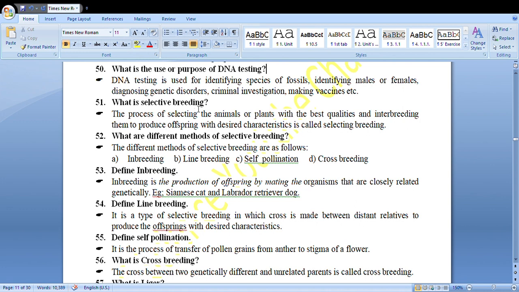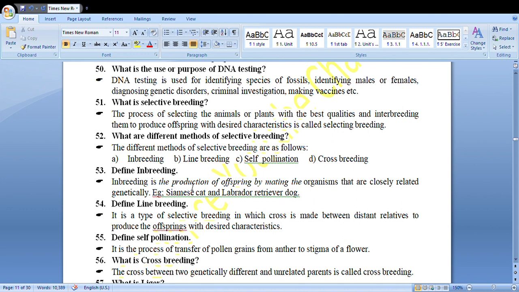What is selective breeding? The process of selecting the animals or plants with the best qualities and interbreeding them to produce offspring with the desired characteristics is called selective breeding. What are different methods of selective breeding? Inbreeding, line breeding, self-pollination, crossbreeding.